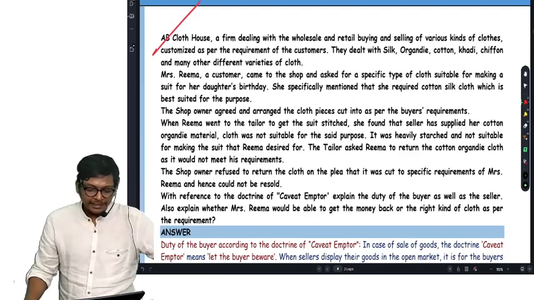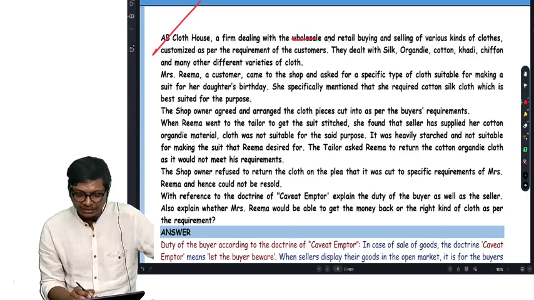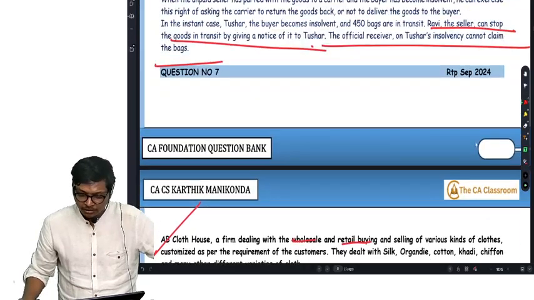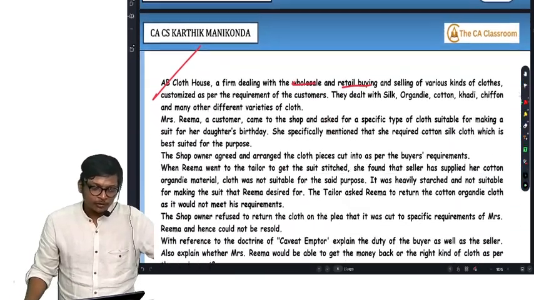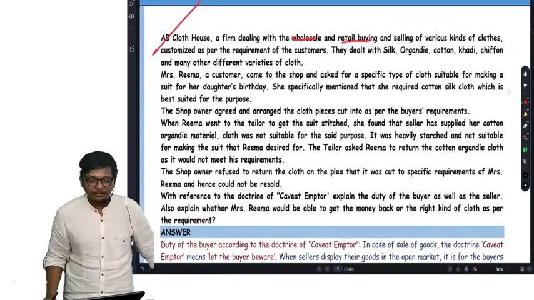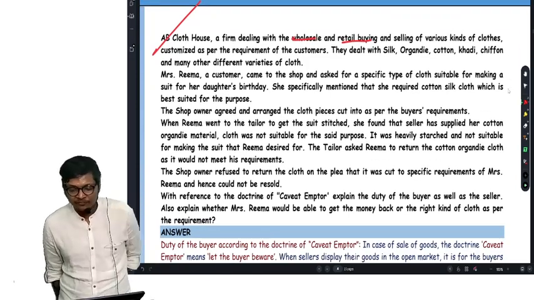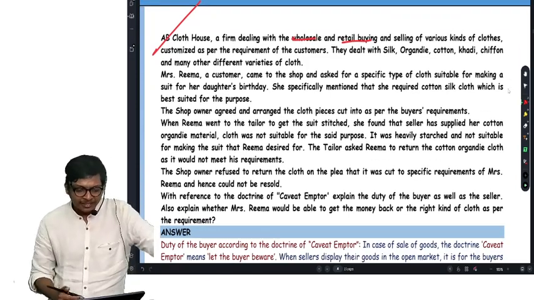Next. Question number 7. Okay, I'll read. AB Cloth House, a firm dealing in wholesale and retail. This is the attempt RTP September 24. We are going in reverse. AB Cloth, a firm dealing in wholesale and retail buying and selling of various cloths, customized as per the requirements of customer.